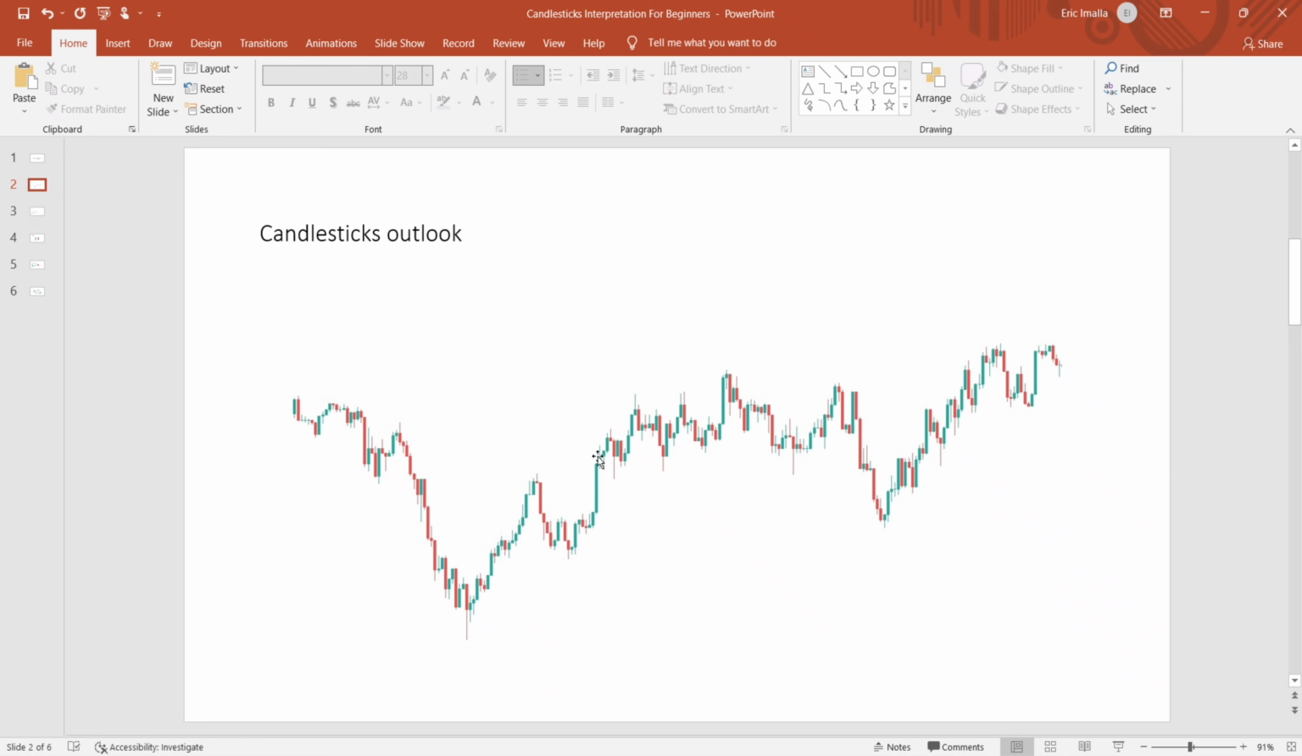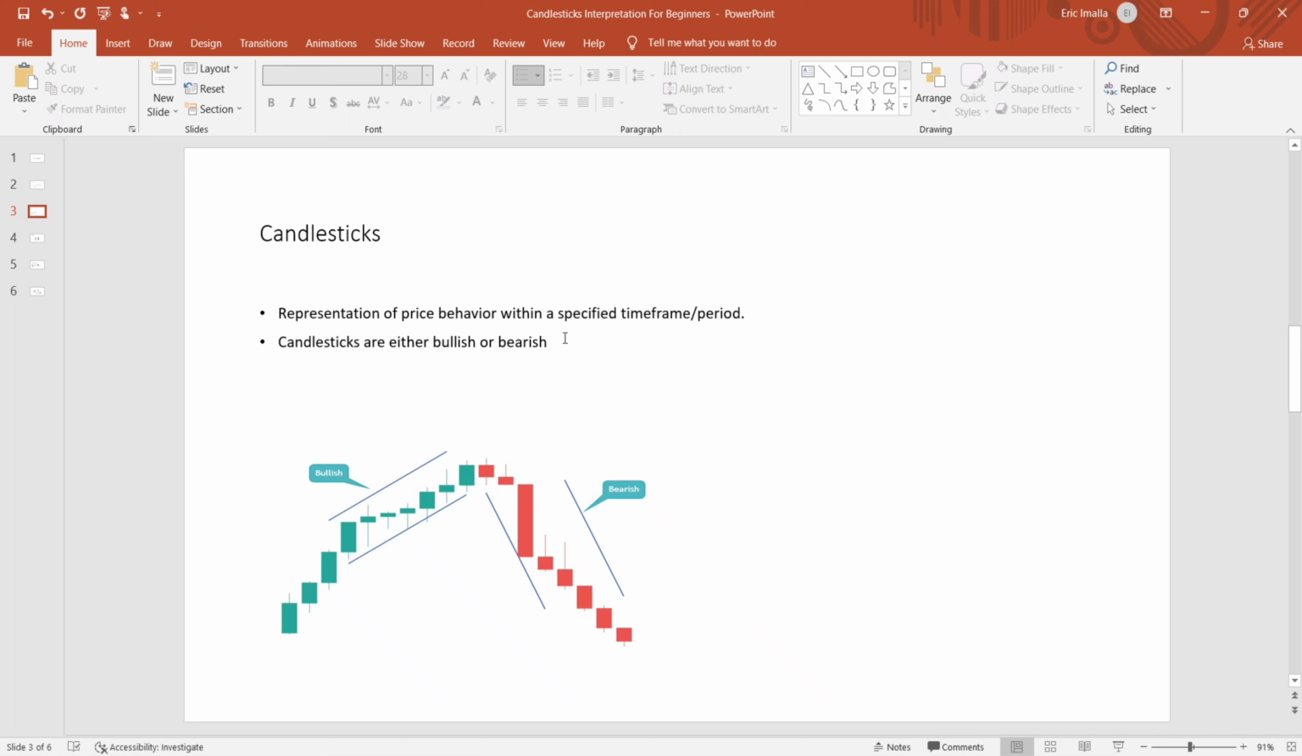Just as I've mentioned already, candlesticks are either bullish or bearish. Bullish simply means that the candlestick was buying, meaning price was rising. But if within the specific time period or time frame, the market was dropping or selling, we say the candlestick is bearish. And this is a very good example. All these candlesticks which are green here are bullish candlesticks. Then we have the red candlesticks which are bearish candlesticks.